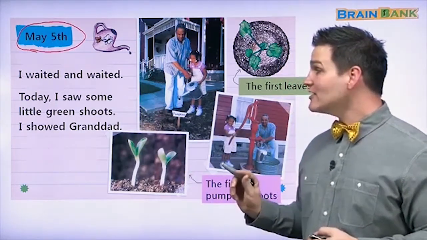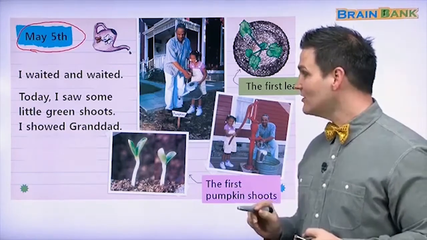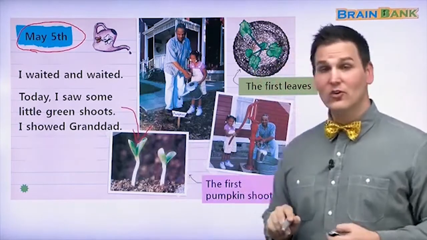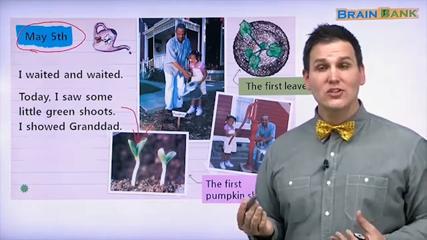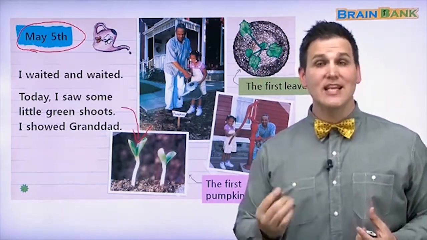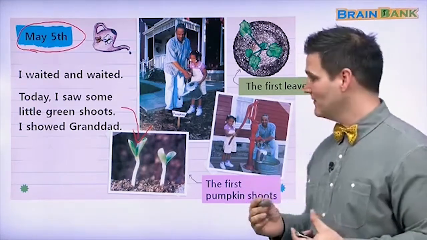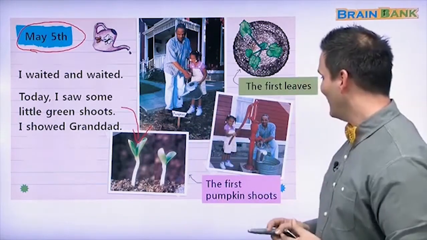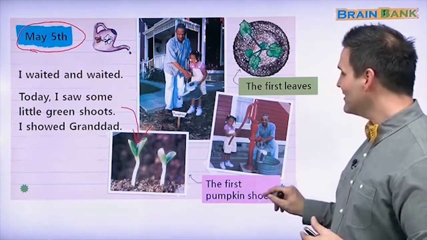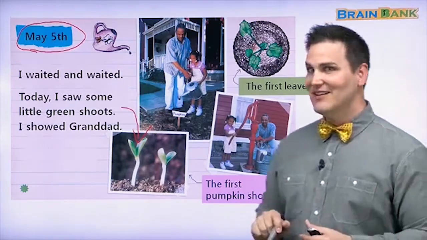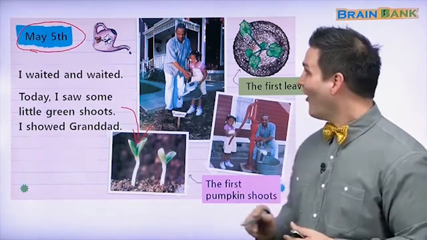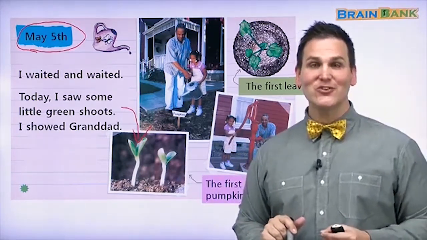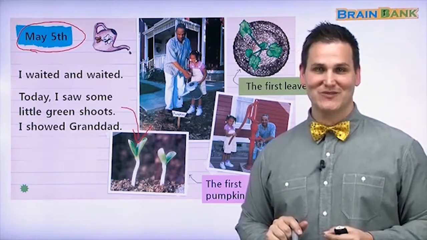Today, I saw some little green shoots. I showed Granddad. These are little green shoots. Shoots in Korean, sesak. Sesak. Right here. The pumpkin plant is growing. Wow. The first pumpkin shoots. This is pretty exciting. All from the little seeds. Now we have the first green shoots.